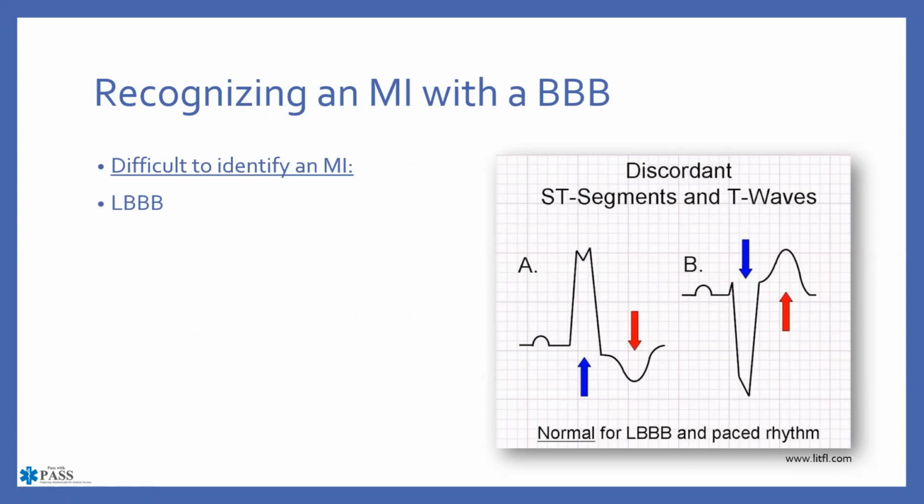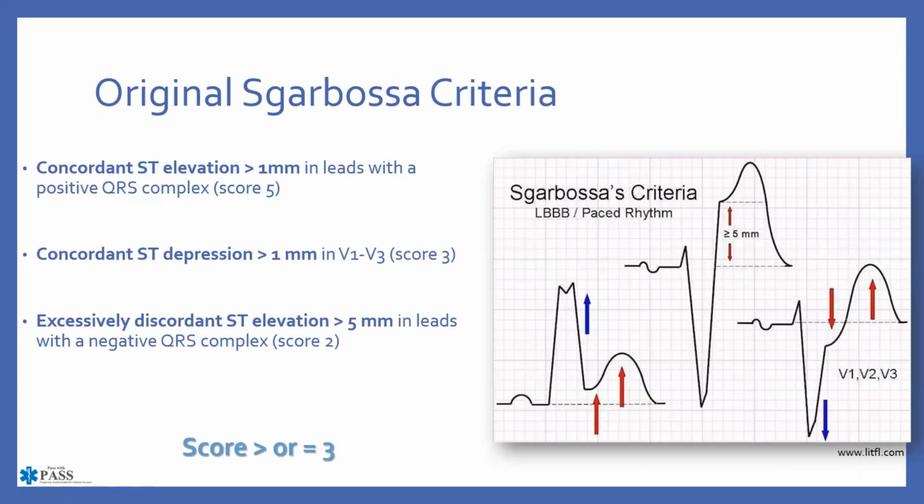And this is how we would recognize a myocardial infarction with a bundle branch block. I want to make sure that I mention that because I don't know if I did. So we're not just finding the bundle here. We're actually trying to determine if the patient is in fact having an MI with a bundle branch block.